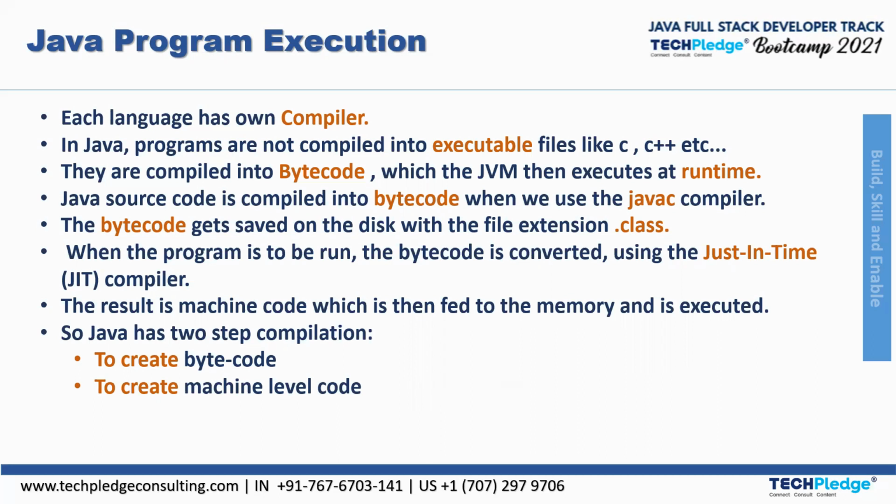And this machine language is fed to the memory. As you know, the computer can only understand binary code, so it is fed into the memory and executed. There are two steps in which this is done. First, we convert the source code into bytecode by using javac and save it in the .class file. Then this bytecode is compiled again in the JIT compiler, which converts it into machine-level code, and finally we get the output that is required. So this is the whole execution.